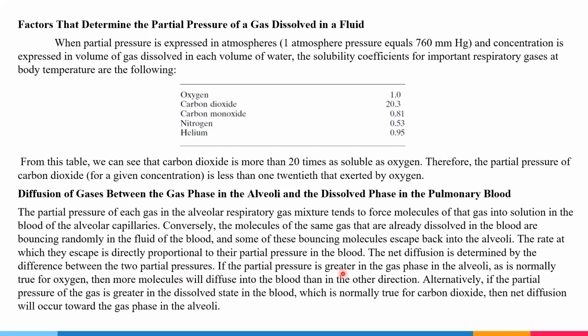If the partial pressure is greater in the gas phase in the alveoli, as is normally true for oxygen, then more molecules will dissolve or diffuse into the blood than in the other direction. Thus, we see a net movement of oxygen from the alveolus towards the blood. Alternately, if the partial pressure of the gas is greater in the dissolved state in the blood, which is normally true for carbon dioxide, the net diffusion will occur towards the gas phase in the alveoli, and thus we will see a net diffusion of carbon dioxide from the blood into the alveoli, and thus carbon dioxide can be easily expired out of the body.